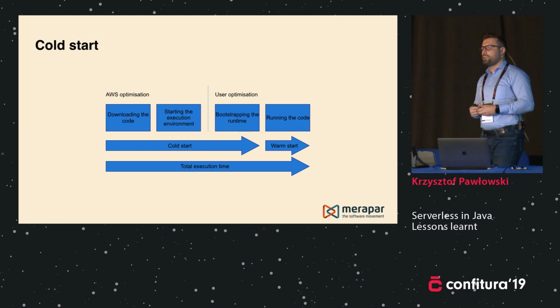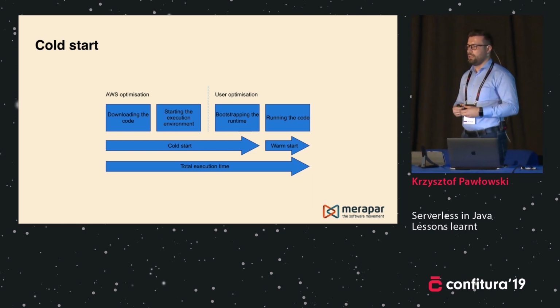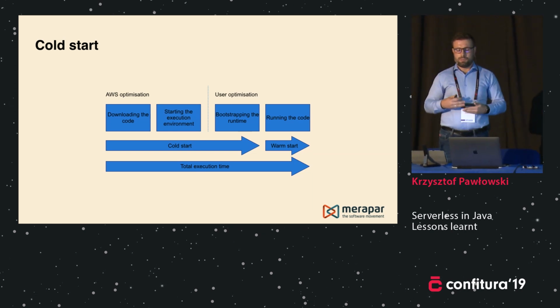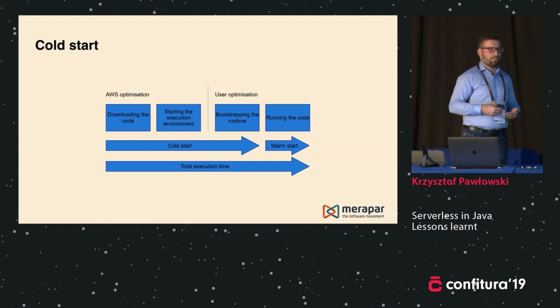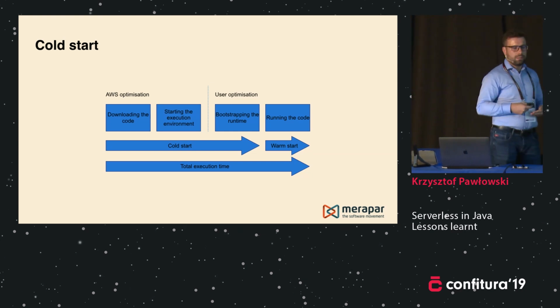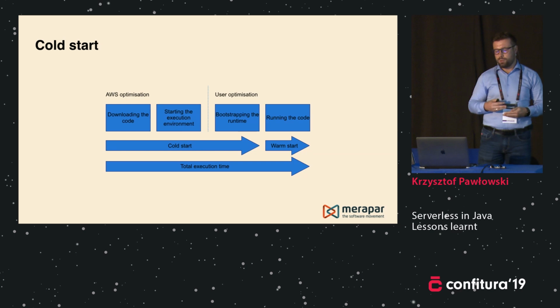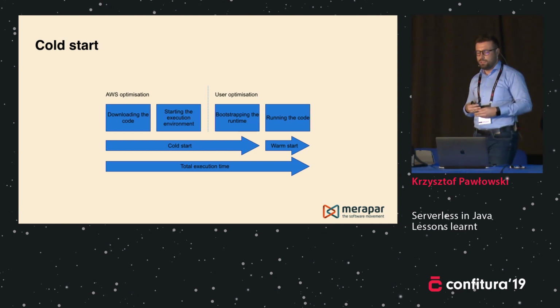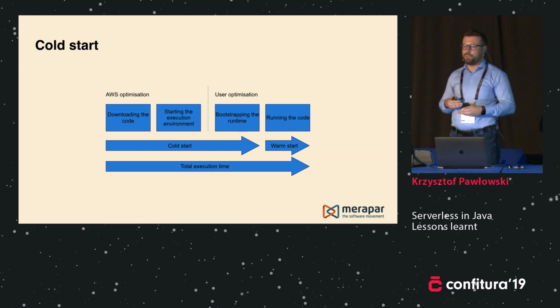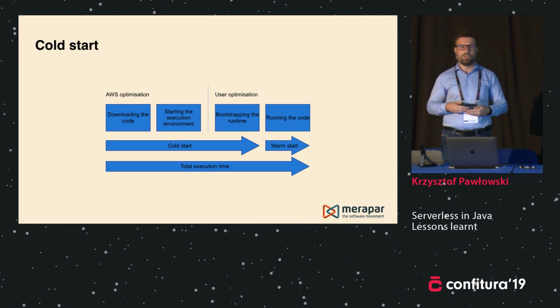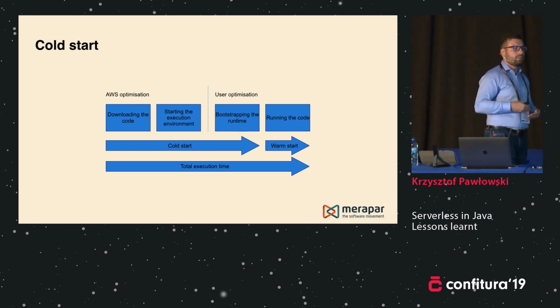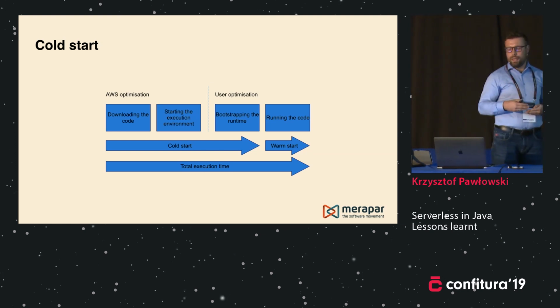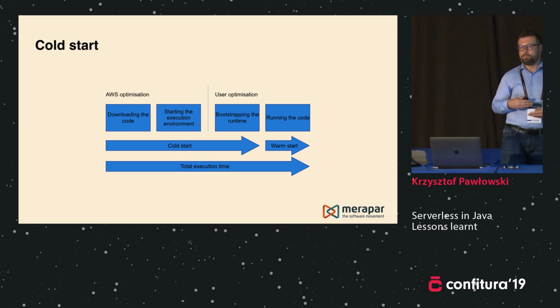So when you run your Lambda function in AWS cloud, then the first step is downloading the code. Then the execution environment is started. Then the runtime is being bootstrapped, so JVM starts, all the classes are loaded, and so on. And then your code is being run.